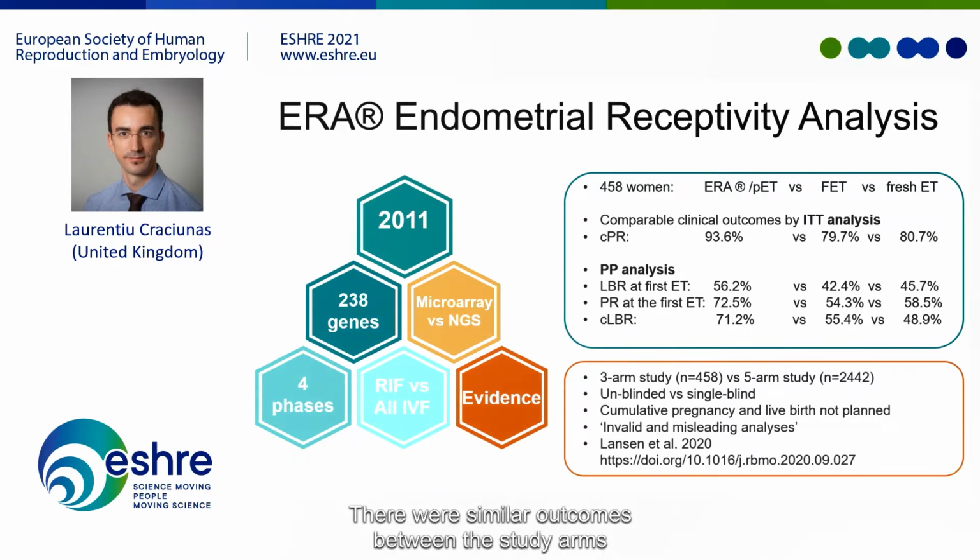There were similar outcomes between the study arms by intention to treat analysis. The cumulative pregnancy rate was higher in the ESHRE group, but this outcome was not pre-specified in the protocol. Per protocol analysis reported higher live birth and pregnancy rates after the first embryo transfer in the ESHRE group. Given the amount of critique and deviation from the pre-specified protocol, in addition to the study being conducted by the group marketing the ESHRE test, I believe that a third-party, independent group should conduct a less controversial trial before definitive conclusions can be drawn.